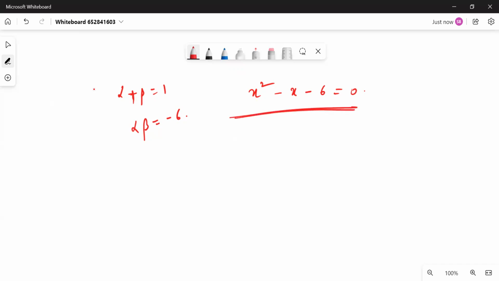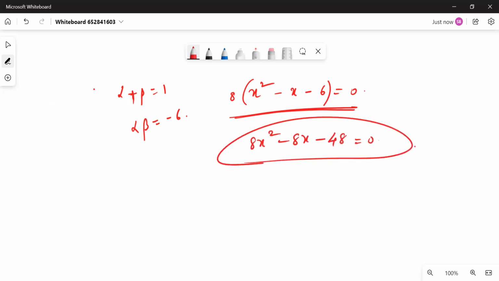If this expression is not in the options, for example if you get 8x square minus 8x minus 48, that will also be your answer, right? What they are doing is just multiplying this expression with 8. Yes, sir. If an option is like this, this will be the answer. Look carefully when there are options.